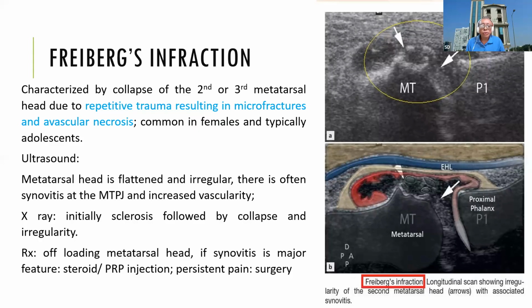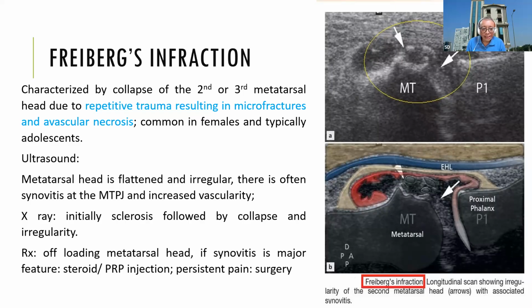In X-ray also you can see sclerosis in the initial part. In the acute condition you can just see sclerosis, but in the chronic condition or old infracted condition, you can see even a collapsed metatarsal head with irregularity on the head of the metatarsal.